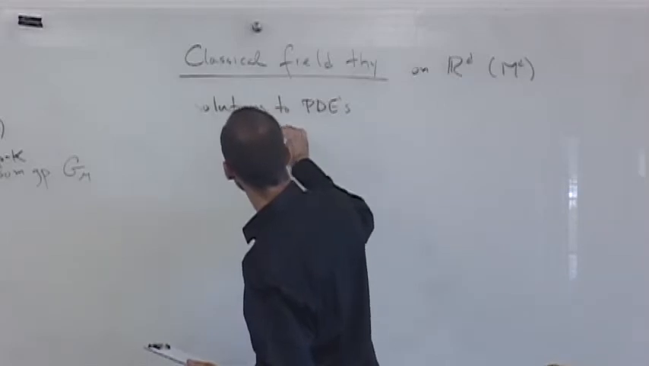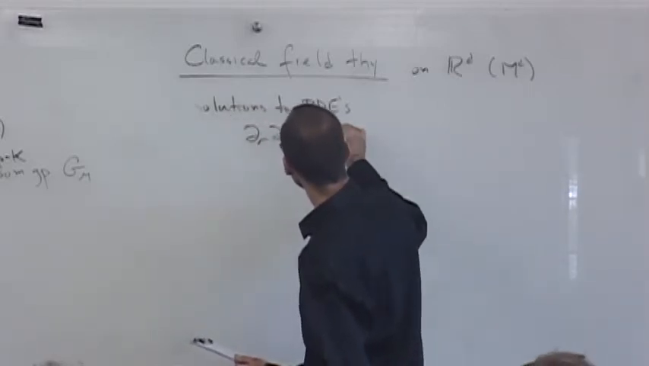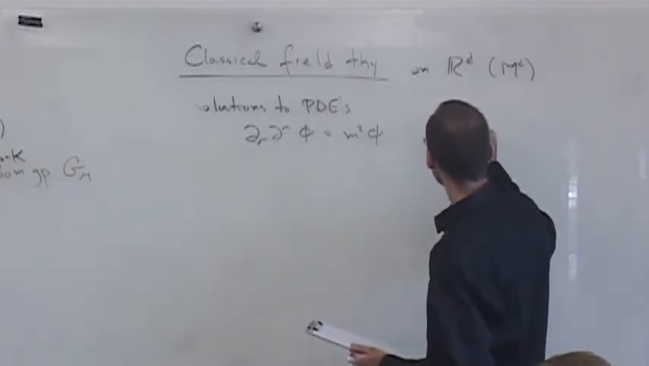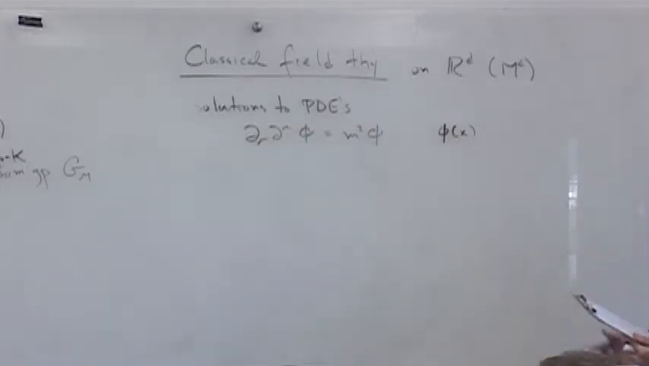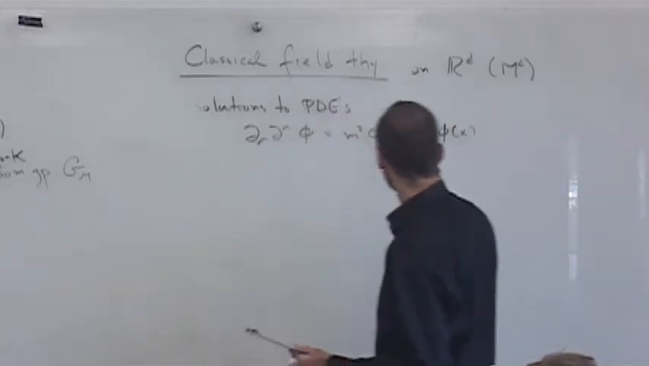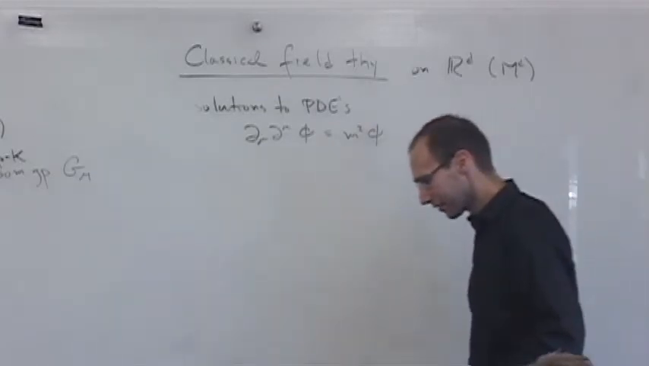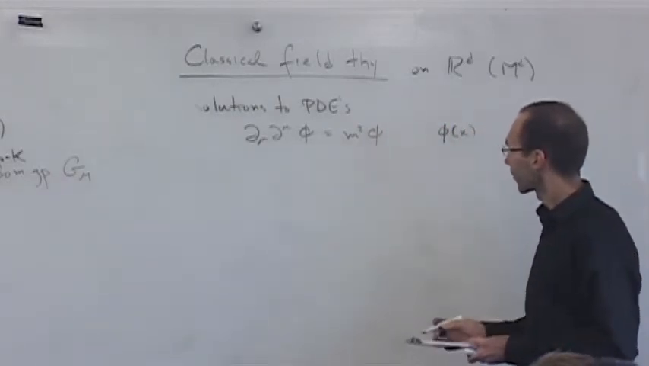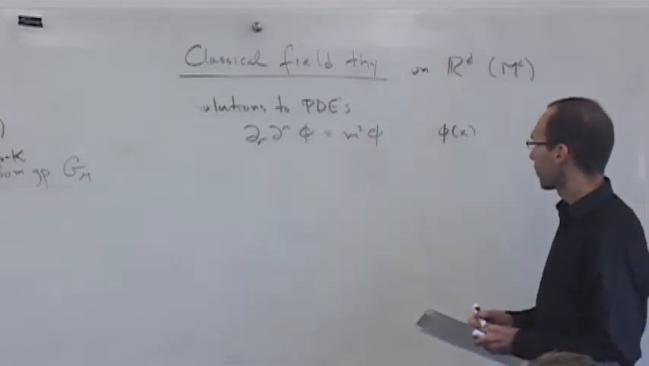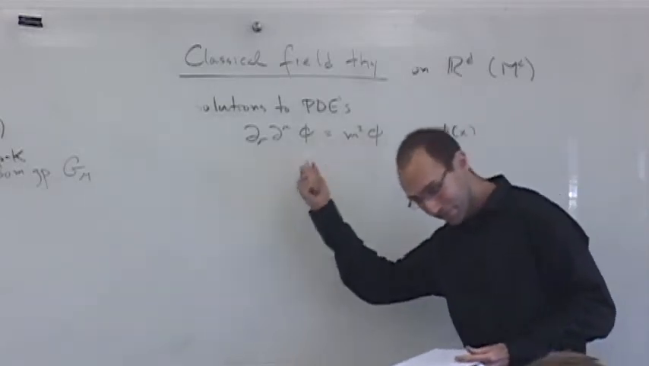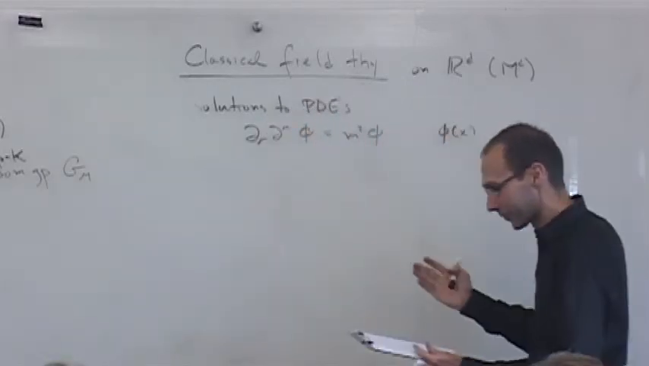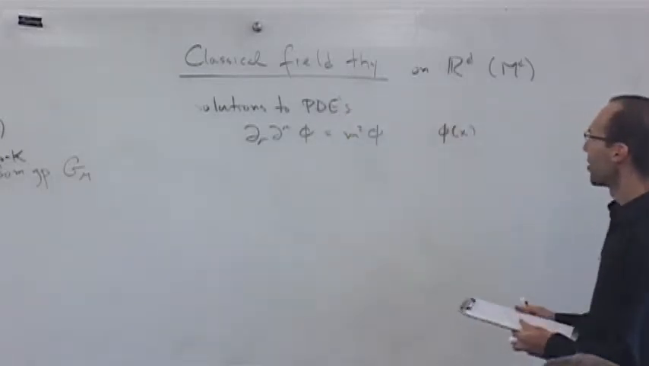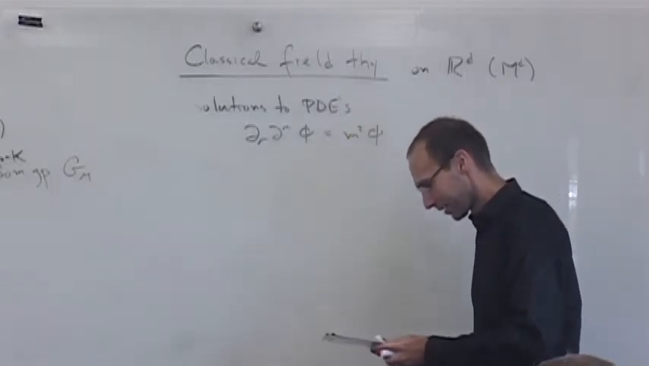PDEs like the Laplacian of phi equals m squared phi, where phi is some function on R^d. In general, phi can be a section of various bundles on R^d, and the equations have to make sense on those bundles. Phi and the sections involved in these equations are the things called fields. This is incredibly basic, but seemed worthwhile to mention.